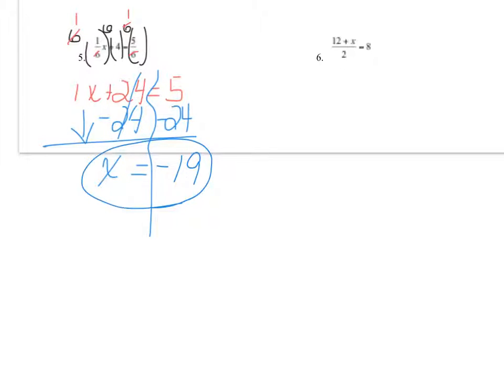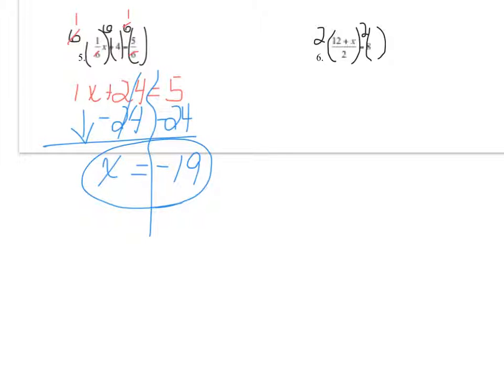Okay, number 6 is a little different. You still have a fraction, but this fraction looks different than the other ones, but you still want to get rid of it. And you only have one denominator, so the denominator we're going to multiply by is that denominator right here. My denominator is a 2, so I'm going to multiply by 2. So this is my fraction. I'm going to multiply by 2, and I'm going to multiply this by 2.